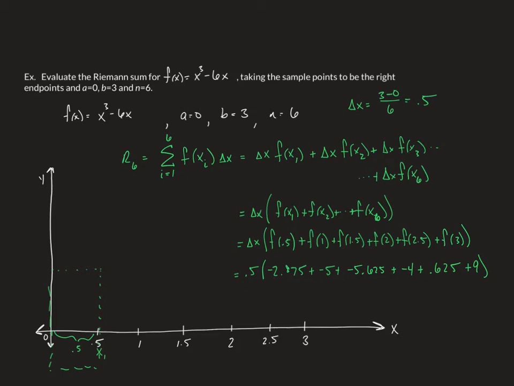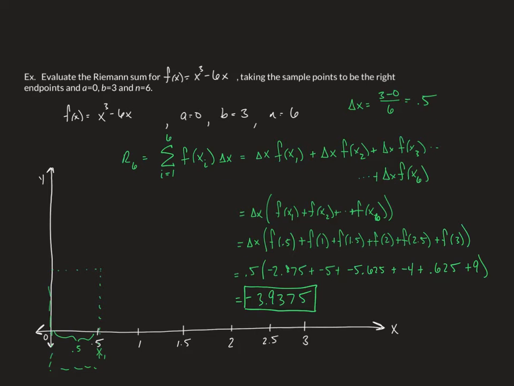But when I actually evaluate that, I have negative 3.9375. So that ends up being the sum of all the area between the curve and the x-axis.